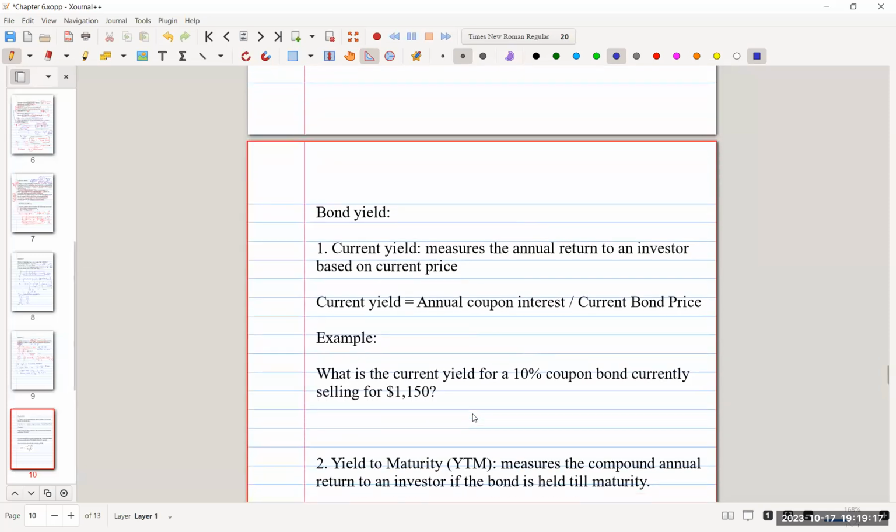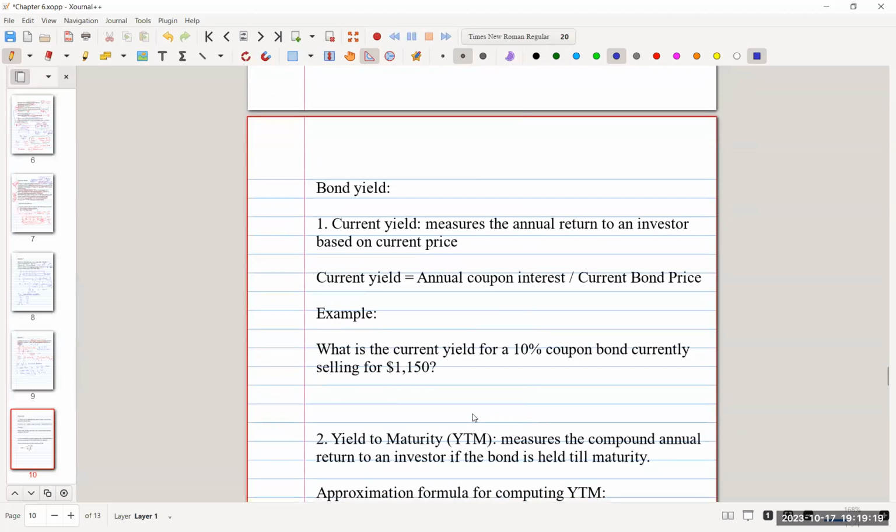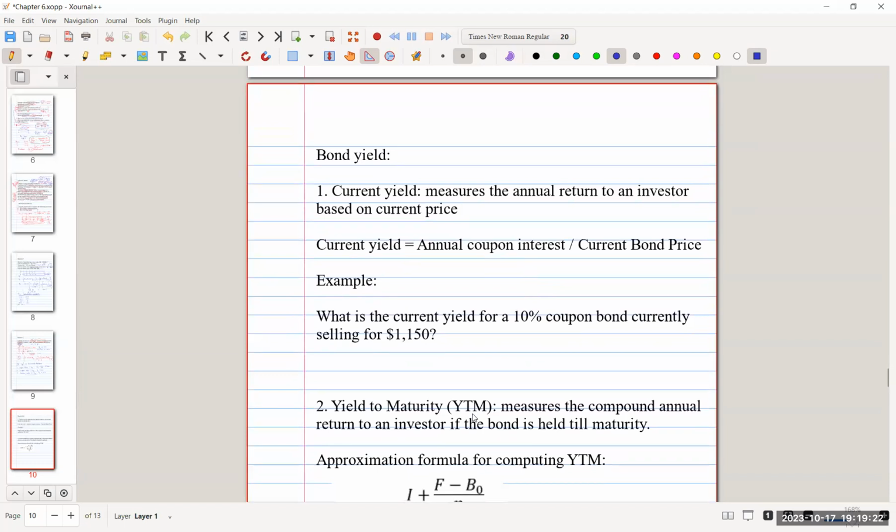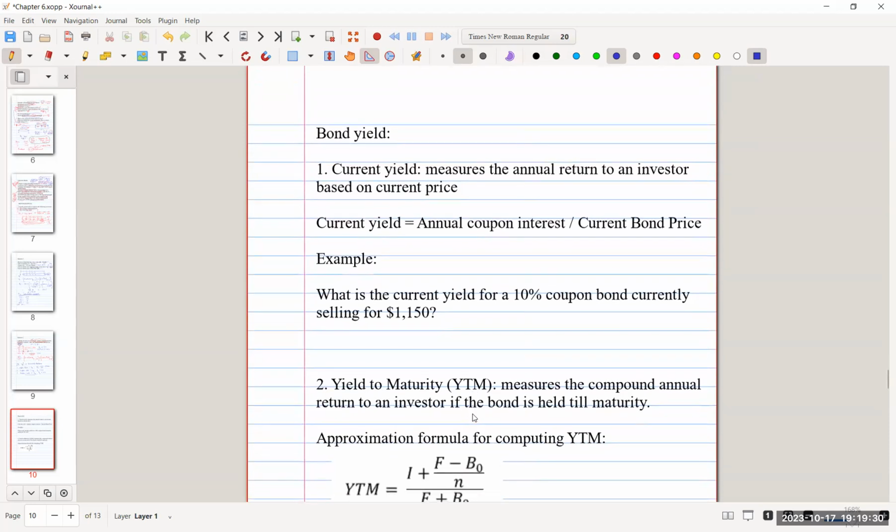Great. Let's talk a little bit about bond yield now. There are two types of yields we will talk about in the live session, but there's a third one as well. You can read about that in the chapter material, because once you deal with these two, the third one will be just an extension. There's nothing new in that one, just a variation. The first one you are seeing on your display is the current yield. As it says there, it measures the annual return to an investor, and the basis of computation of this return is the current price. That's why the name current yield.